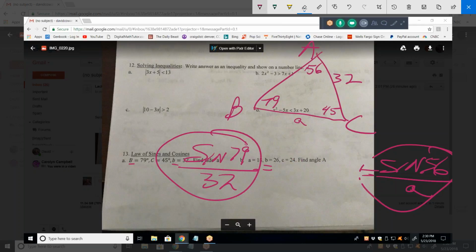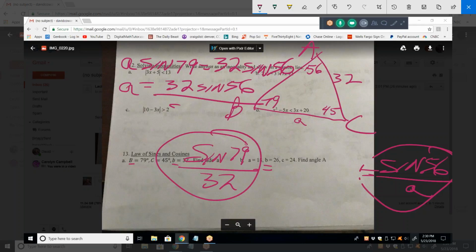Okay, so if I do a little cross multiplying here and dividing, I will get A times sine of 79 equals 32 times sine of 56. You see where I got that? Okay, so A has to be 32 sine of 56 divided by sine of 79. Now remember, that's a number. So is that.